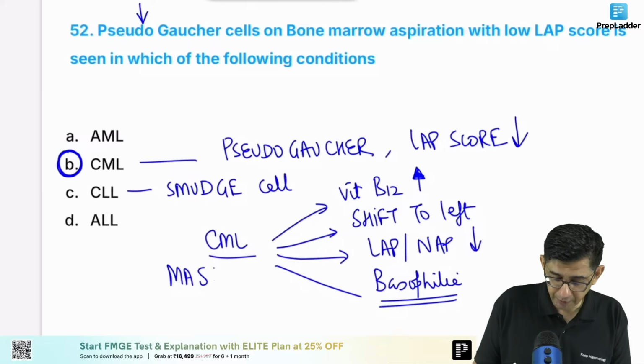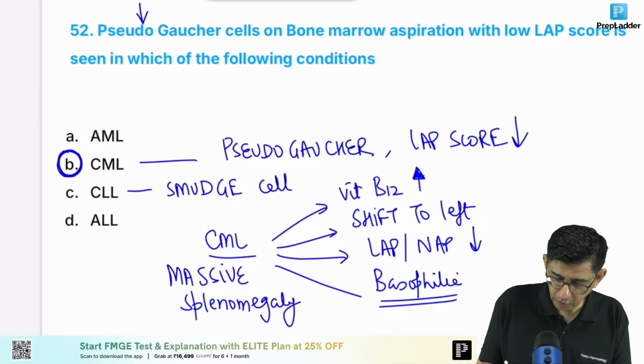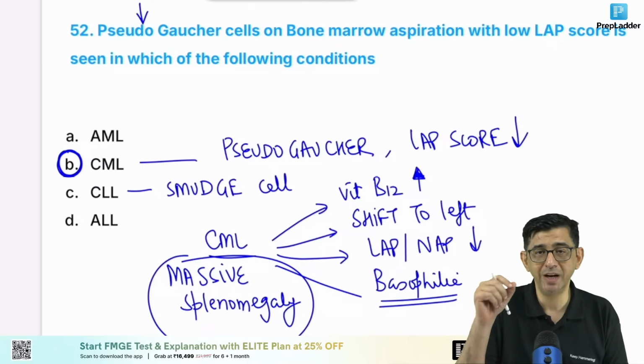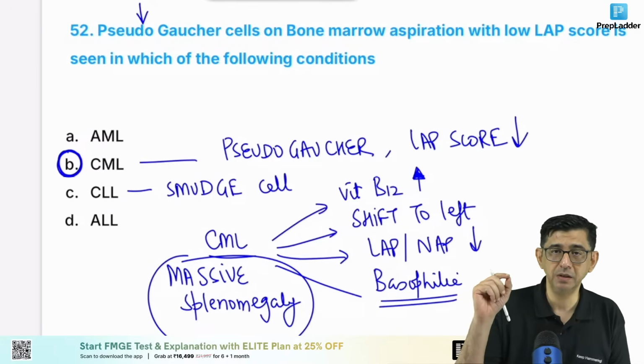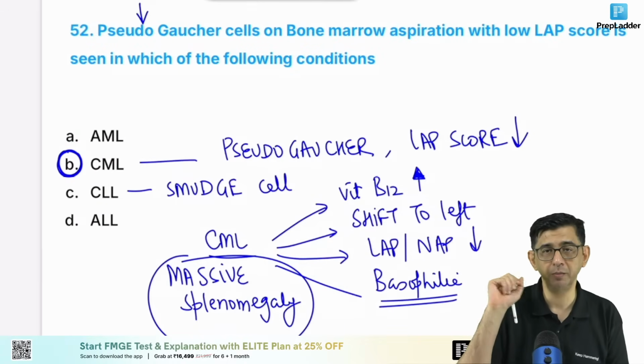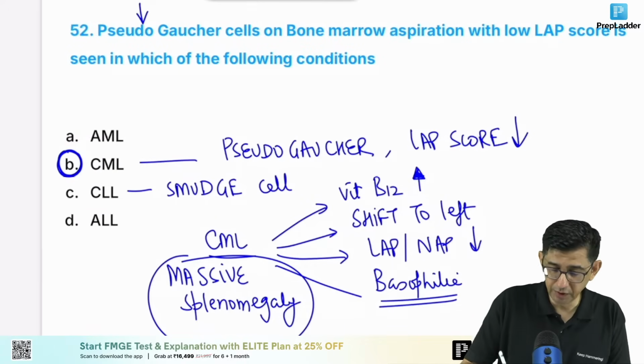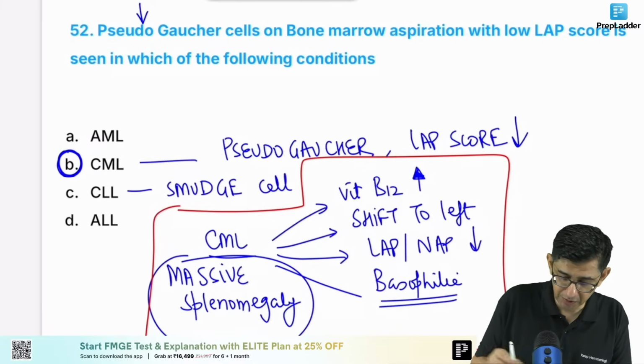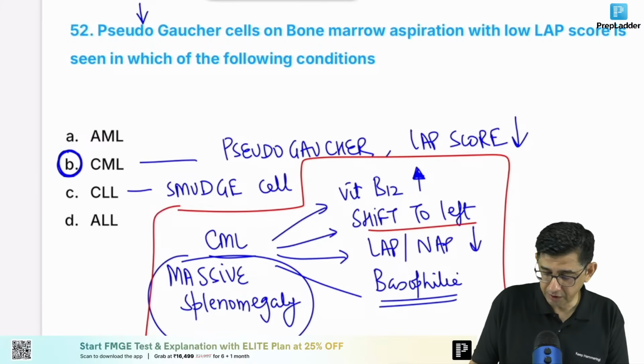Somebody commented splenomegaly. Guys, massive splenomegaly can be seen in CLL also. Massive splenomegaly can be seen in chronic lymphocytic leukemia also. So don't think in terms of massive splenomegaly as the main clinching point for chronic myeloid leukemia. Check out those words in a question. These words, if present, should give credibility to the diagnosis of chronic myeloid leukemia, and they mentioned the aspect of shift to left.